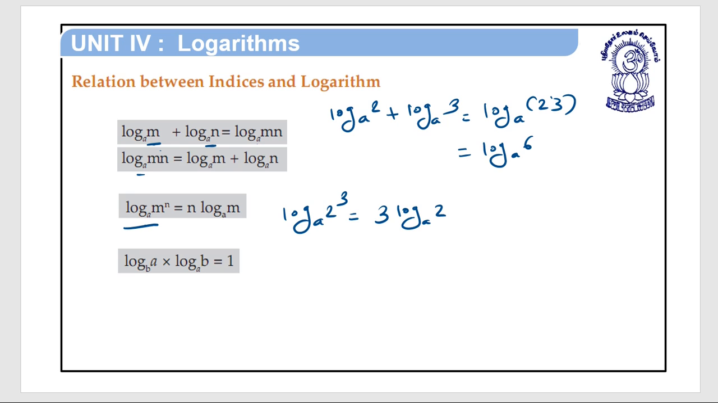Log a to the base b into log b to the base a is equal to 1. So log 2 to the base 3, same way log 3 to the base 2. The multiplication of both is 1.